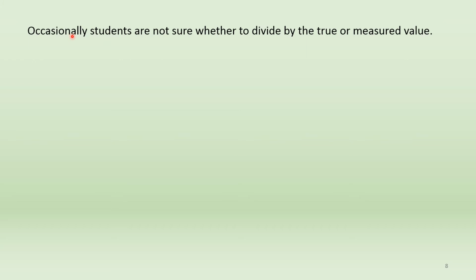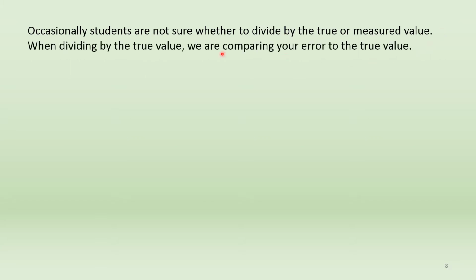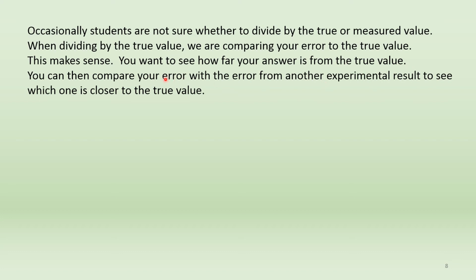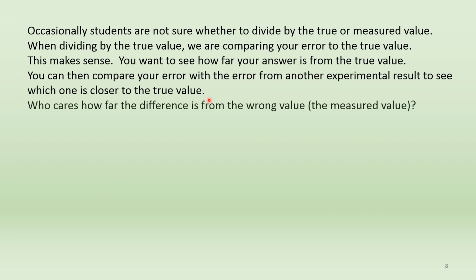As a teacher, I am sometimes asked by students whether they should divide by the measured value or the true value. Again, a formula that's been memorized has been forgotten. How do we make sense of this? Well, if you divide by the true value, which you should, you're comparing your error to the true value. And that makes sense. You want to see how far your answer is from the true value. Then you can compare your error with the error from another experiment to see which one's closer to the true value. I mean, really, think about it. Who cares how far the difference is from the wrong value, from the measured value?